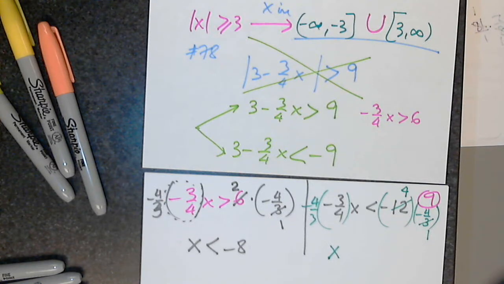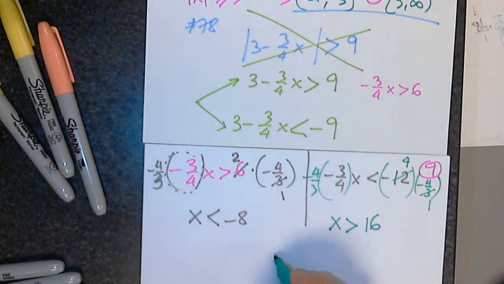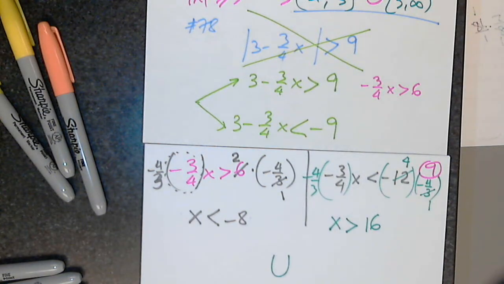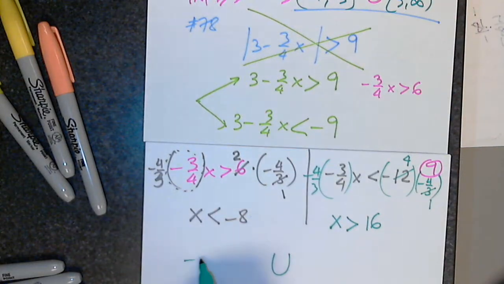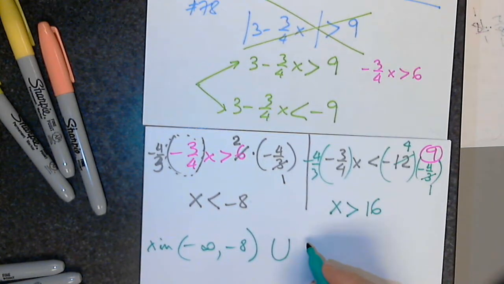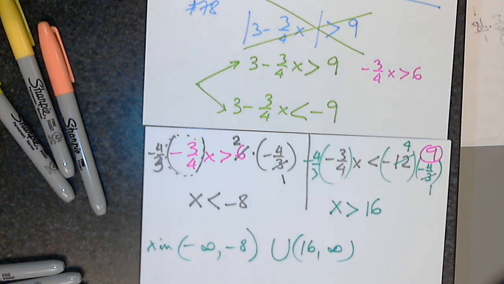3 divided by 3, 12 divided by 3. Yes, I have to switch the equality symbol. And what do I get? Very good. Now, can anyone give me the solution with the union in between? Awesome. Union. Perfect. Well done.